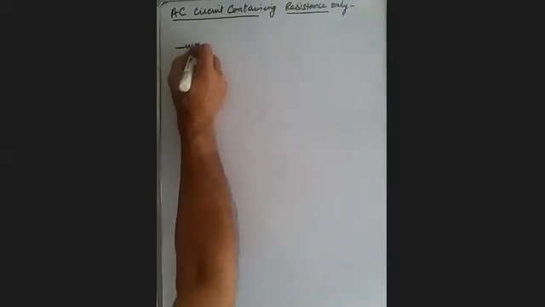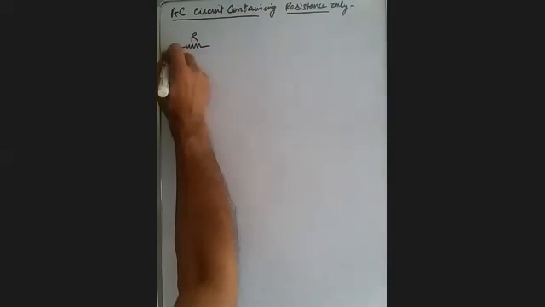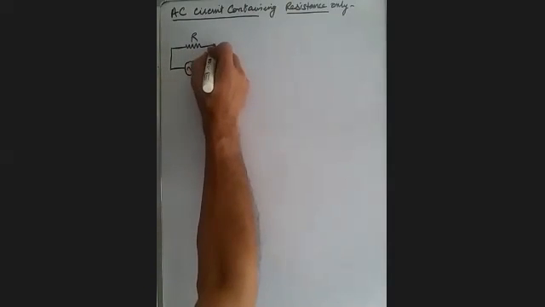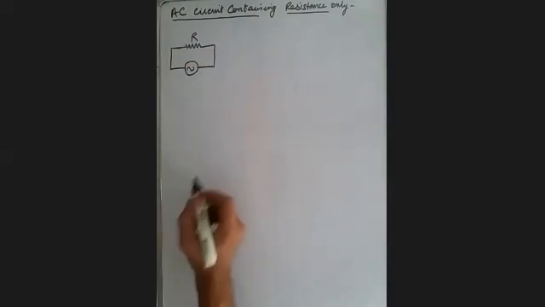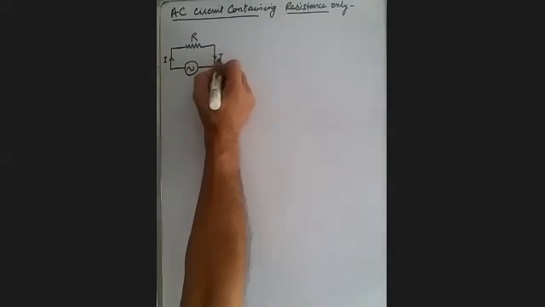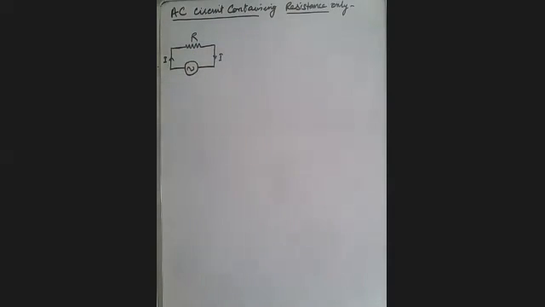So a resistance R is connected across an alternating current supply, or a source of alternating EMF. Current will flow through this. Let I be the value of instantaneous current, that is, the current at any time.